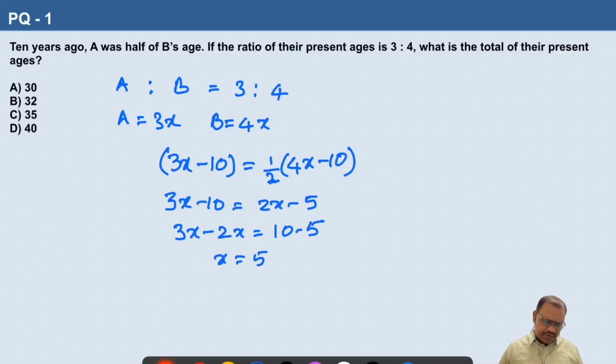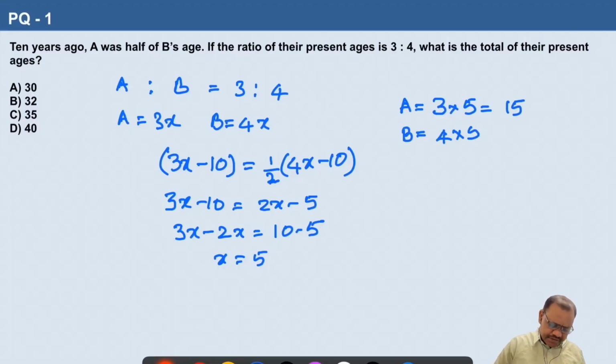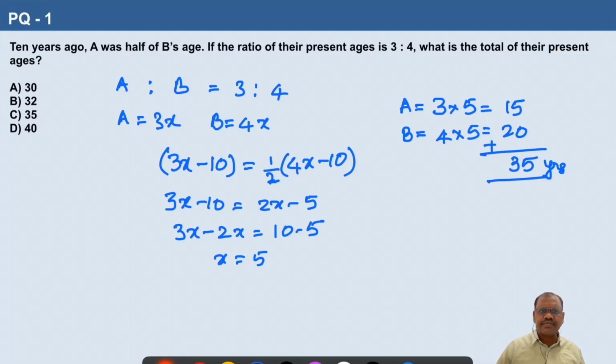So the question is, what is the total of their present ages? So what is the age of A? A is 3x, that is 3 into 5, and B is 4x, that is 4 into 5, 20. So total of their present ages, if you add, you will get 35. So 35 years is the total of their present ages. Option C is the correct answer.